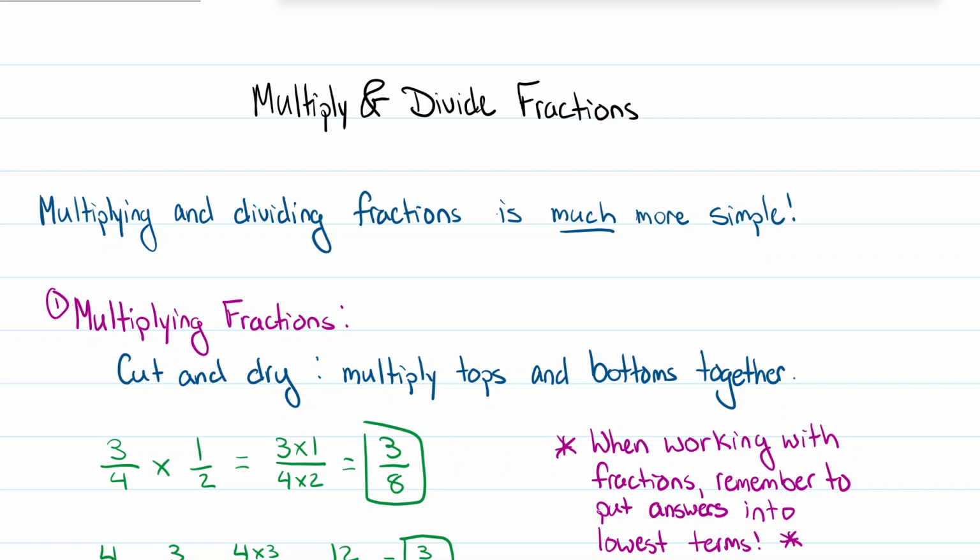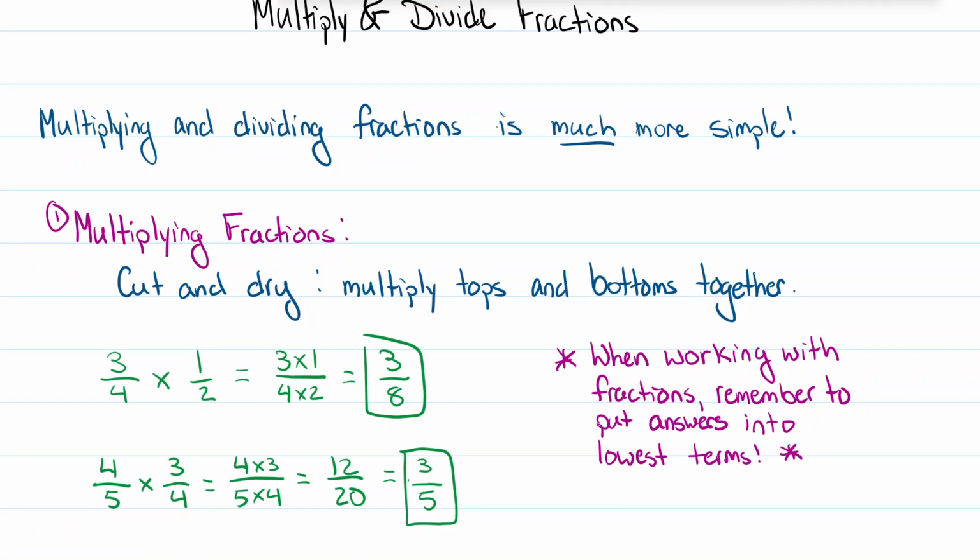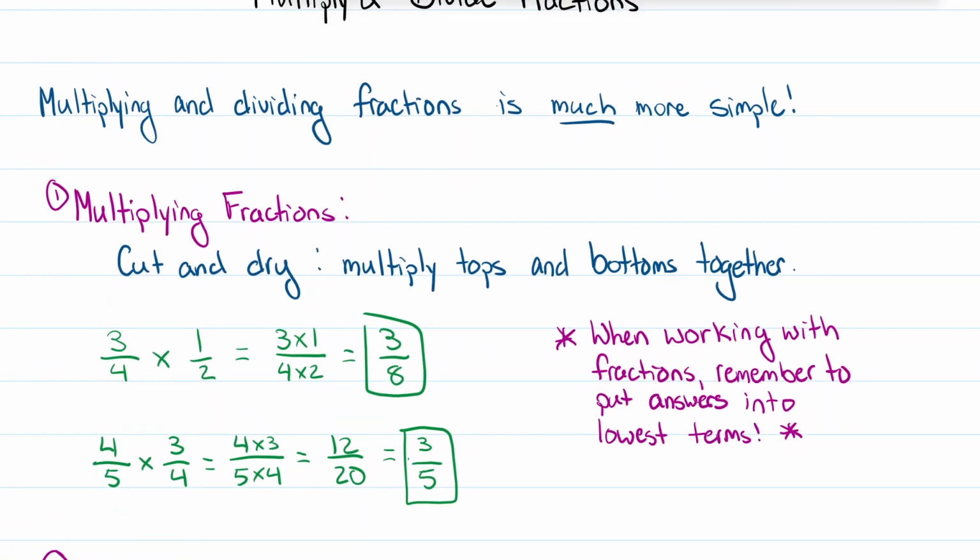With adding and subtracting fractions, you had to go and find a common denominator. You had to change your initial fractions into equivalent fractions, and it was a whole process. Multiplying fractions, especially, is incredibly simple. It's very cut and dry.